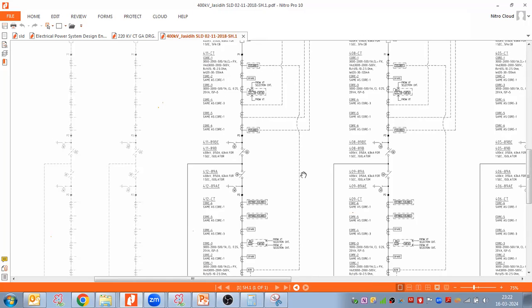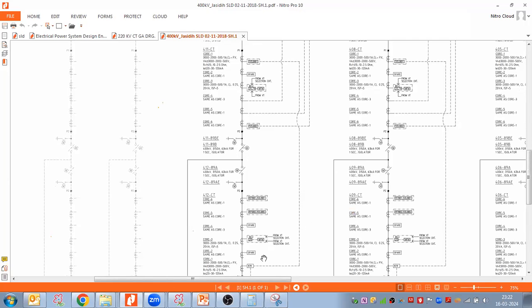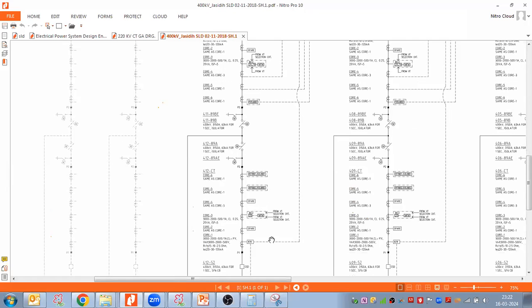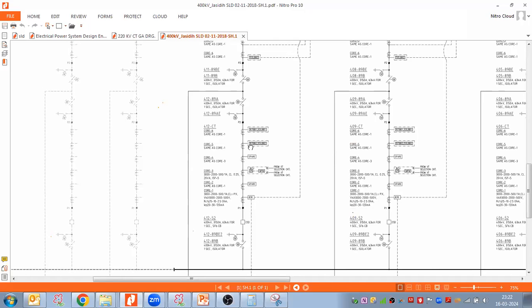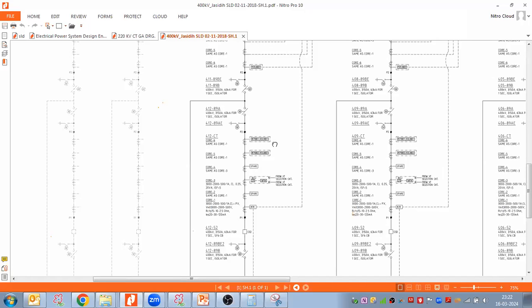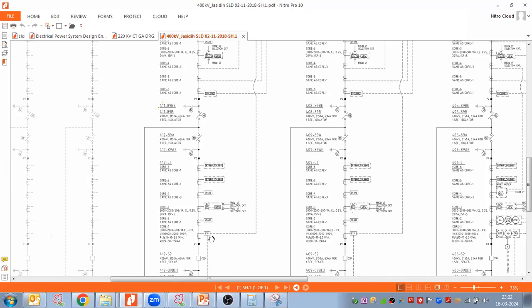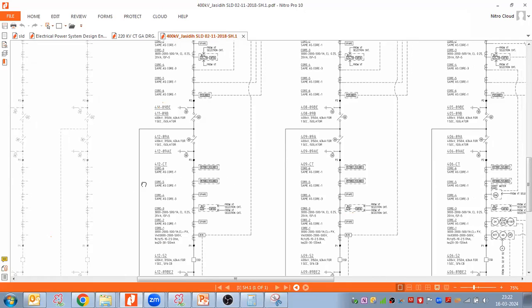So LBB is coming here, 87R. And if we look at the LBB, it is not correctly indicated, meaning that it could be combined with the bus bar. It could be combined with the 87BB as well.